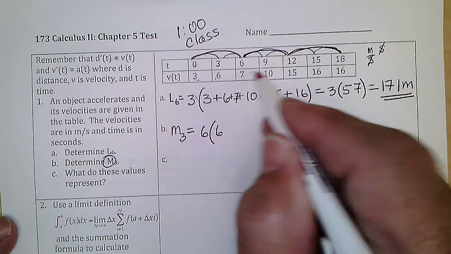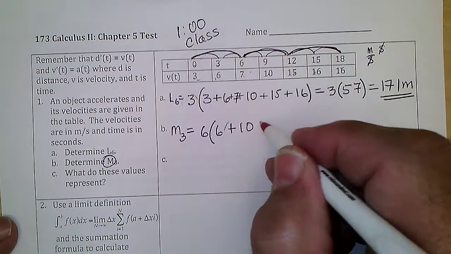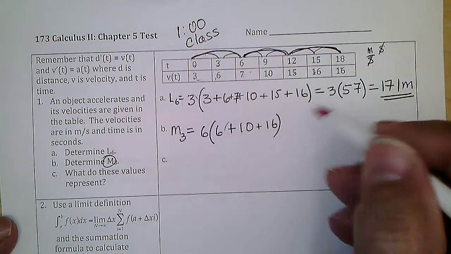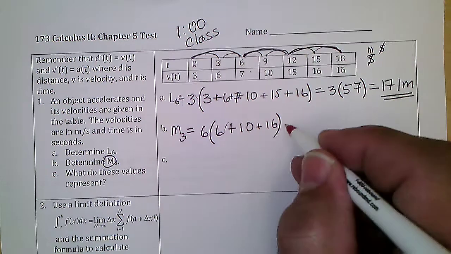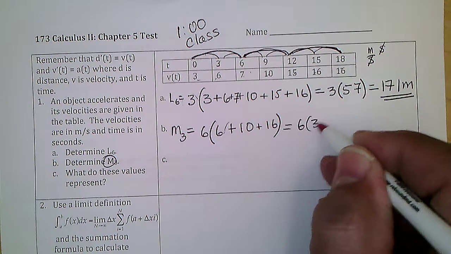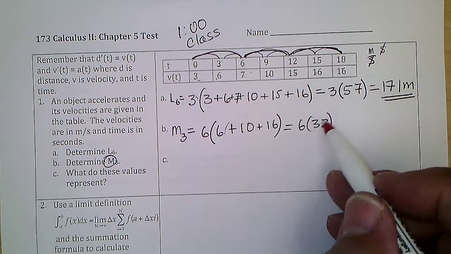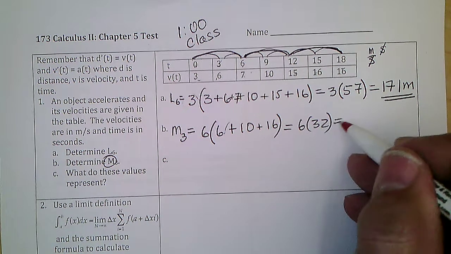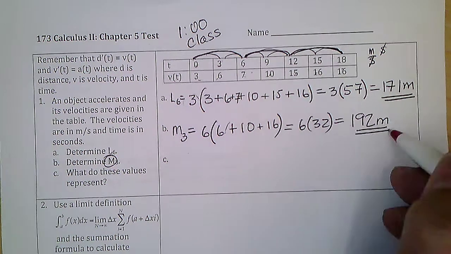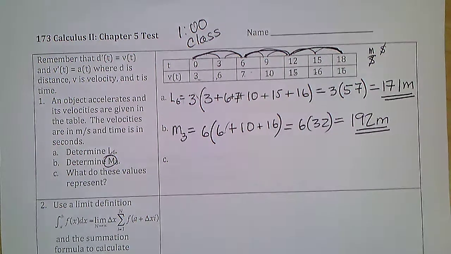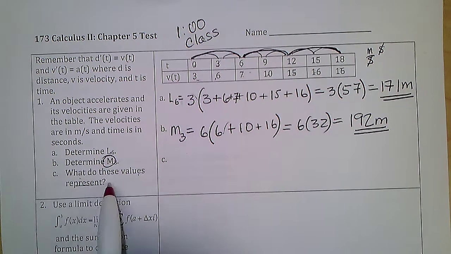Height in the middle of the second one is a 10. And the height in the middle of the last one is 16. So I've got 26, 32. 6 times 32. 6 times 30 is 180 plus 12, 192. Also meters, same reason. And what do these values represent?